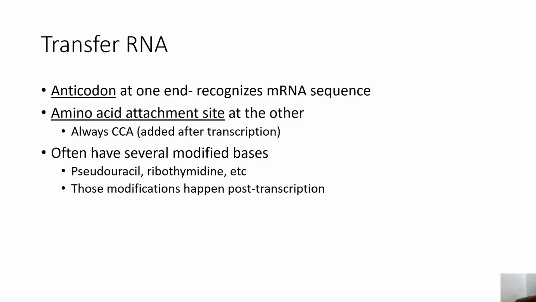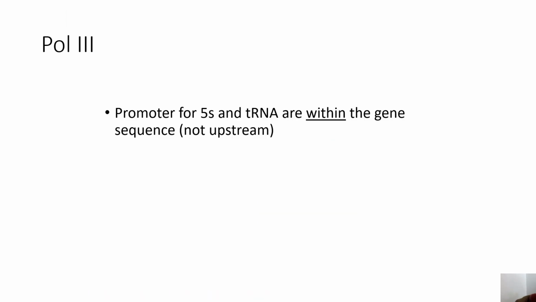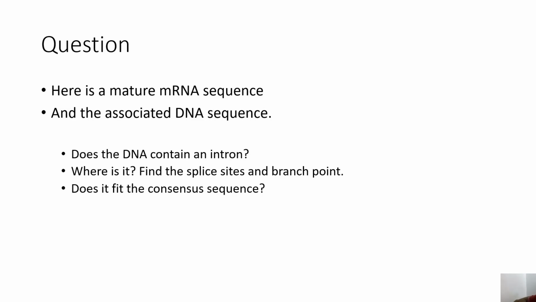tRNAs often have several modified bases, such as ribothymidine, etc. These modifications happen post transcription. This is the clover leaf structure for yeast tRNA. The promoters of 5S and tRNA genes are within the gene sequence, not upstream. So here's a mature mRNA sequence and this is the DNA sequence.